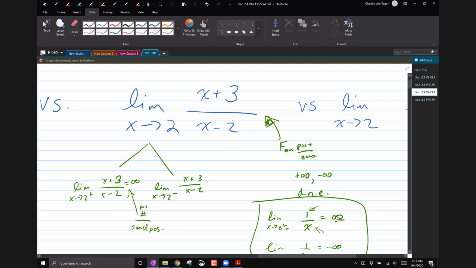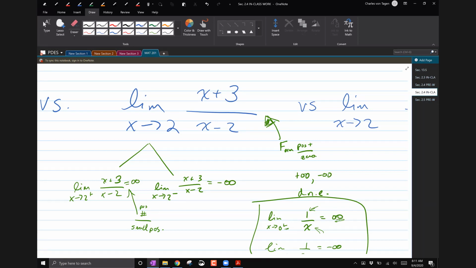Okay? Likewise, this one's going to come out to be negative infinity. Why is that? Because as x approaches 2 from the left, the numerator's approaching 5. 5's not an interesting number, right? Signs don't suddenly change near the number 5. Where do signs suddenly change, folks? Near what number?